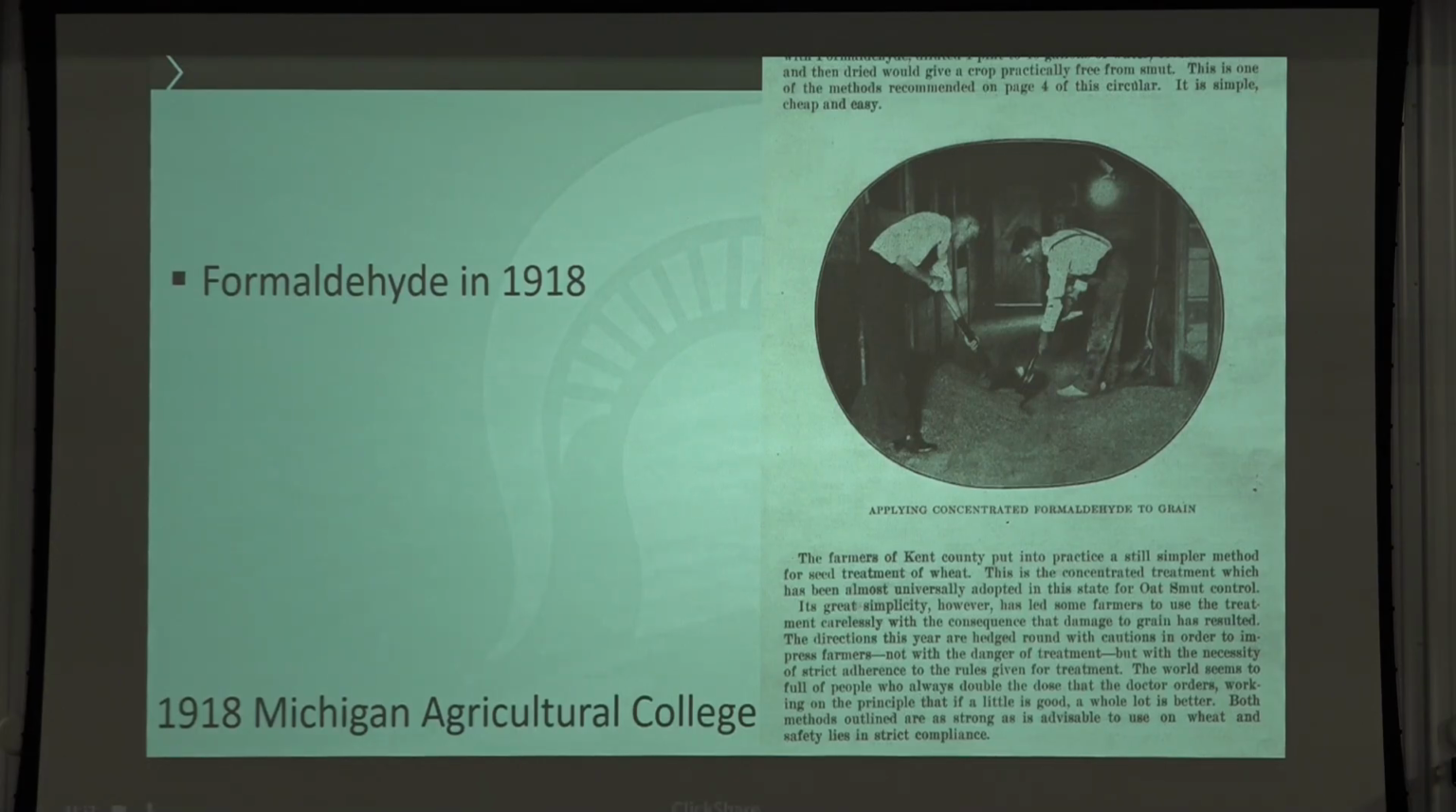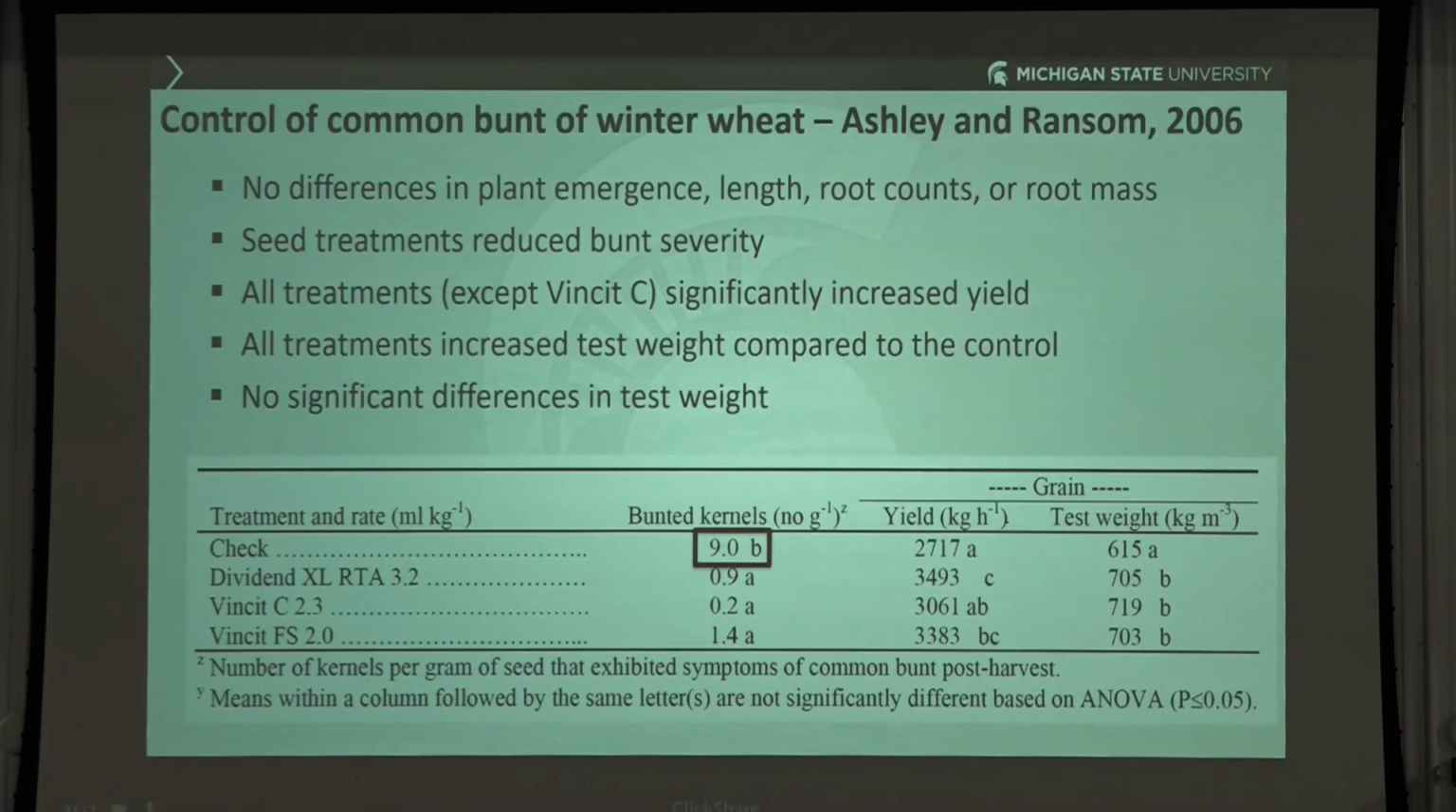Anyway, pretty interesting. So there was quite a bit of work done some years ago, some in Canada as well. So we pulled some of the different publications that are out there. It's got a whole bunch of details, but what we're looking at here is they used some bunted grain, treated it and then planted it. And they had in their non-treated check about 9 bunted kernels per gram.